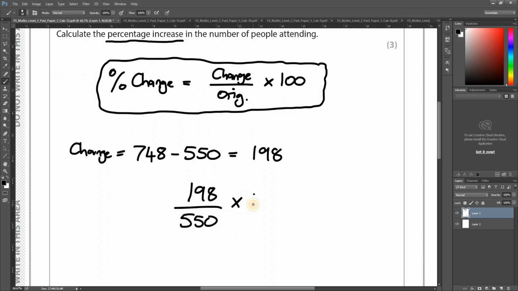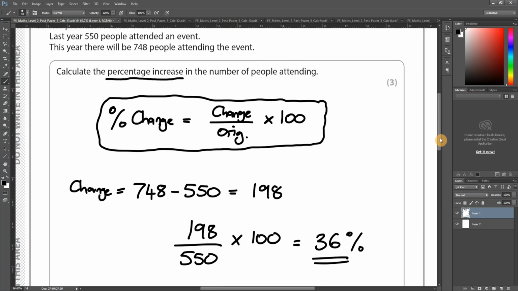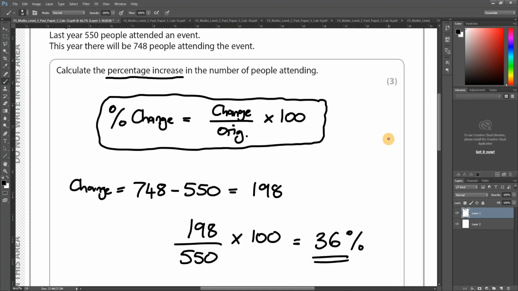You want it as a percentage, you times by 100. Let's type this in the calculator. So 198 divided by 550 times by 100. You get 36 on the calculator, so it's going to be 36% for your answer. Yep, so it's a 36% increase. 3 marks for that. And let's move on to the next question.